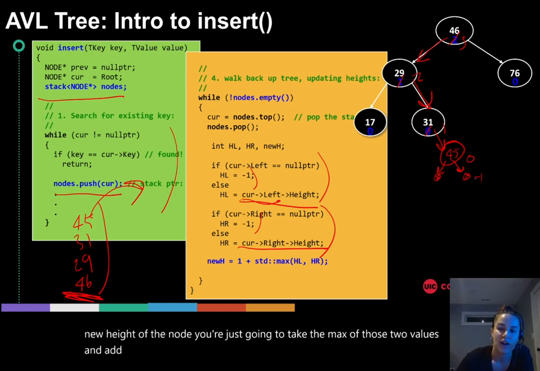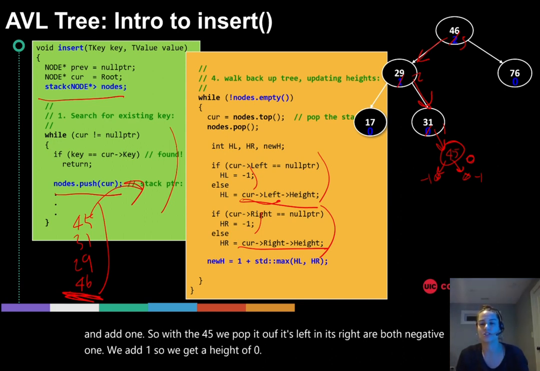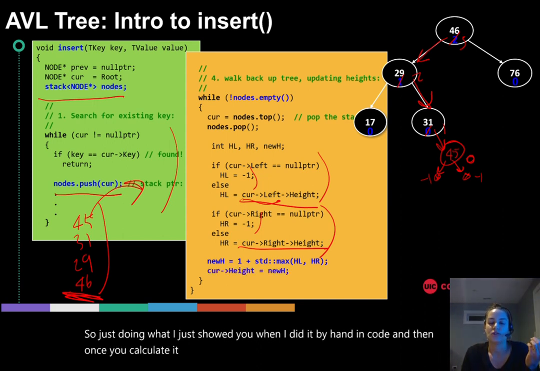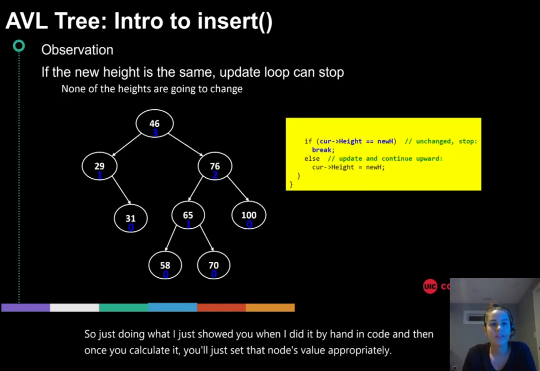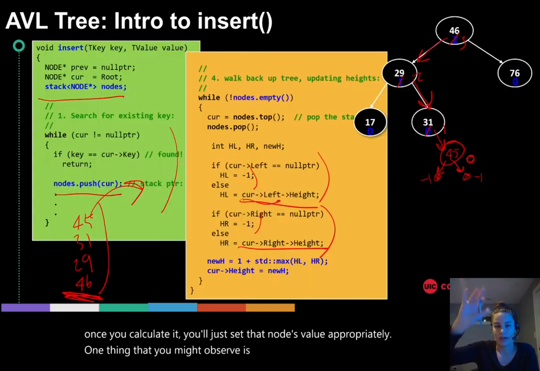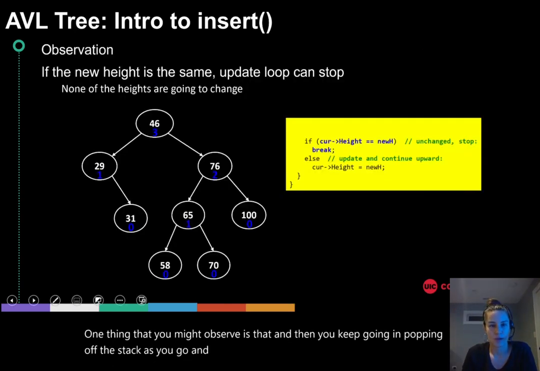So with the 45, we pop it off. Its left and its right are both -1. We add 1, so we get a height of 0. So it's just doing in code what I just showed you when I did it by hand. And then once you calculate it, you'll just set that node's value appropriately. And then you keep going, popping off the stack as you go and updating along the way.